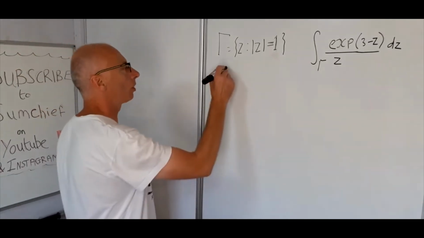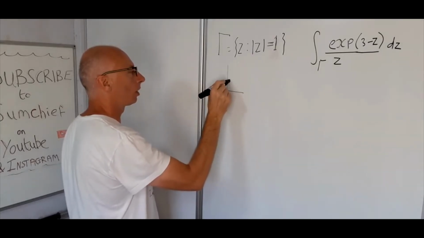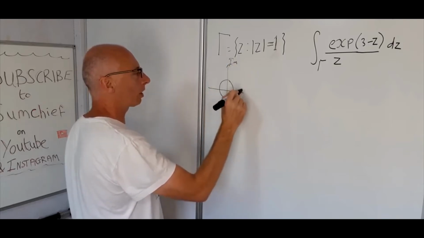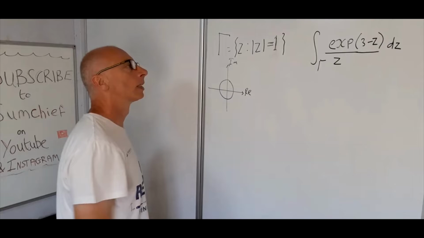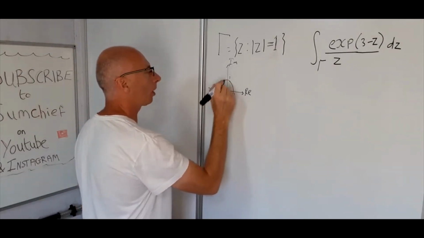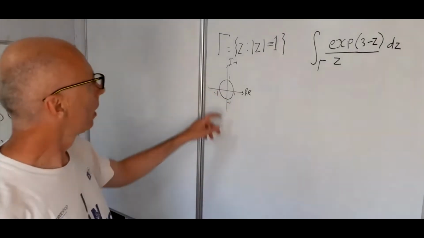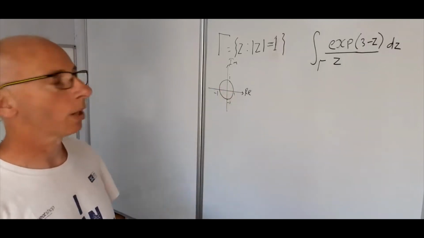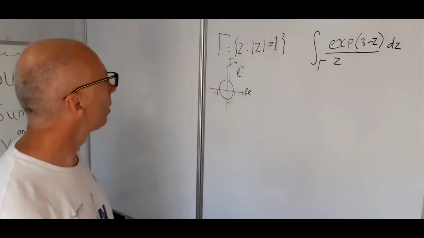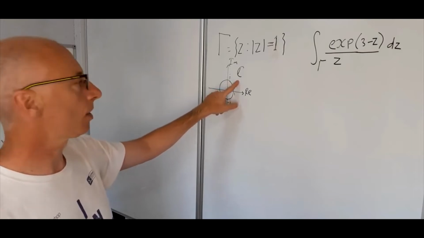So let's just draw that on the complex plane for now. For |z| equals 1, we've got something that looks a bit like this. That's the imaginaries, and that's the reals. So we've got 1 here, and the point i here, minus 1 and minus i. Now this is a simple closed contour inside the complex plane, and the complex plane is a simply connected region.